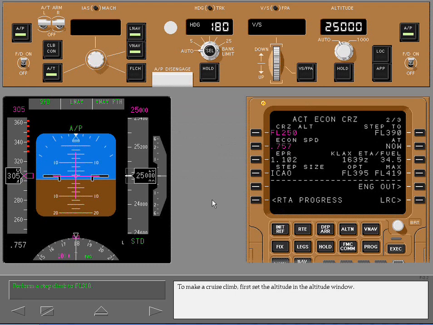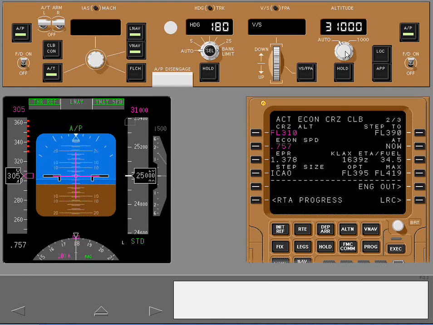To make a cruise climb, first set the altitude in the altitude window. Next, push the altitude selector. Pushing the altitude select changes the FMC cruise altitude to the MCP altitude and initiates the climb.